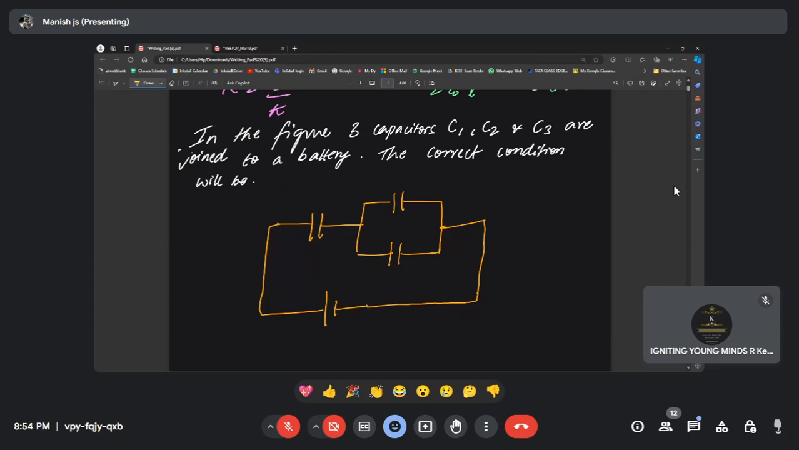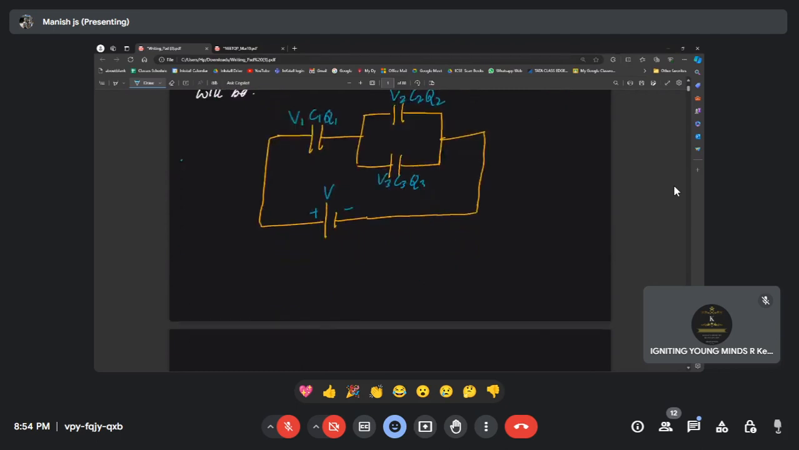So each and every capacitor is given values. This is V1, C1, and Q1; V2, C2, and Q2; V3, C3, and Q3. And this is V. This is the figure. Based on these options.